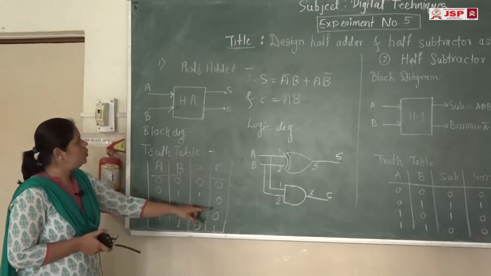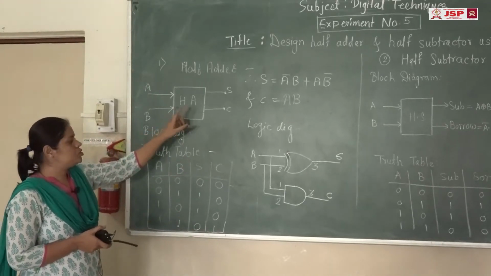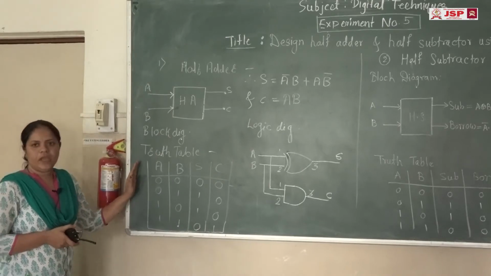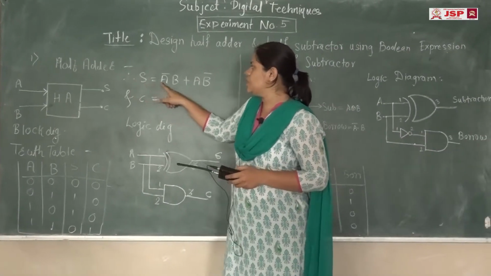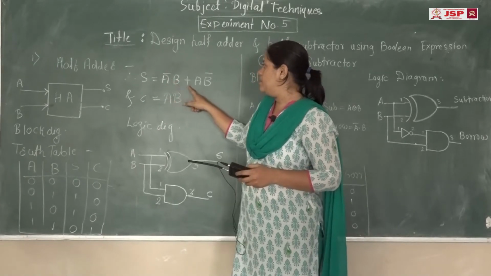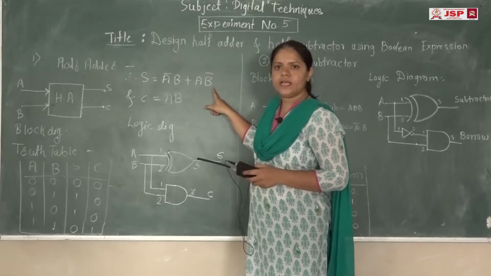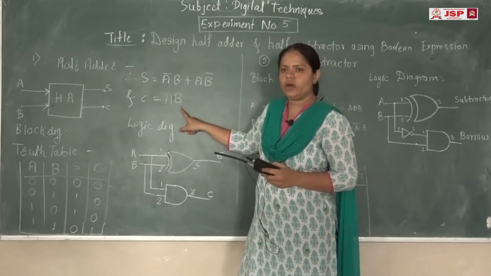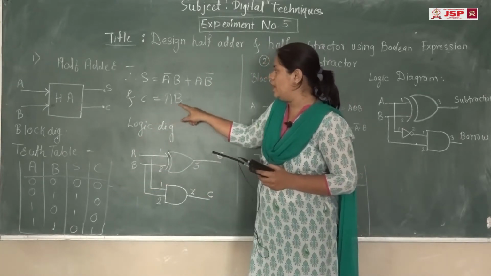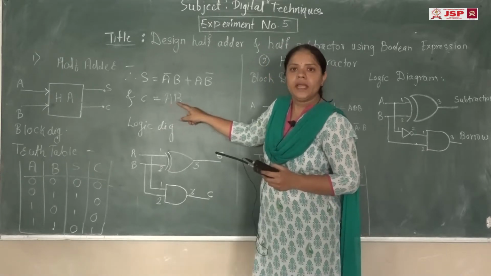So this is the truth table of the half adder. From this truth table we can write the Boolean expression in this form. Sum is equal to A bar B plus A B bar. We will get the expression from this truth table, and the expression for carry, that is C, is equal to A dot B, that is nothing but AB.